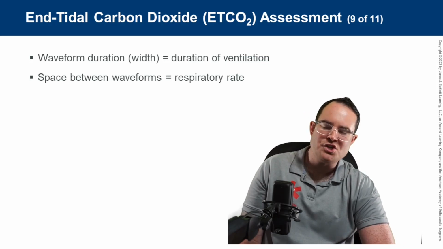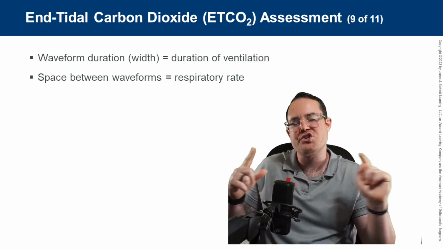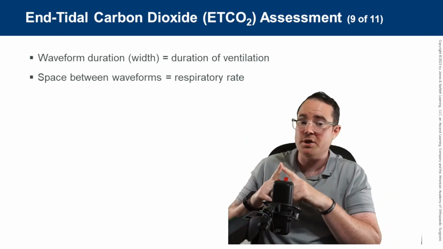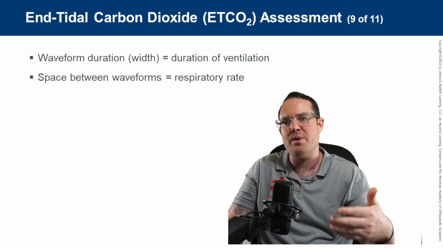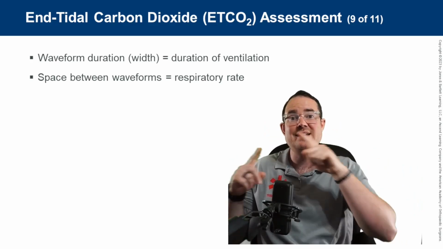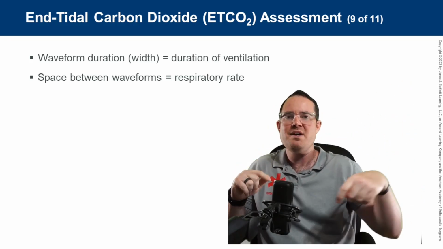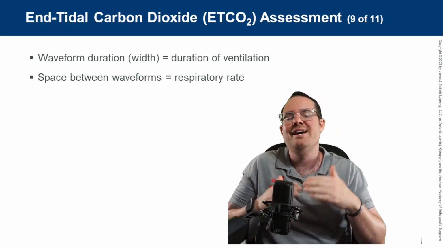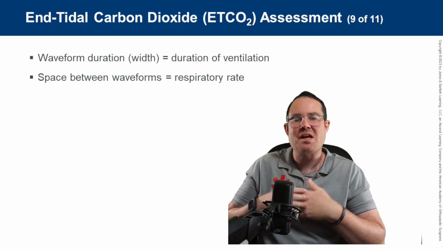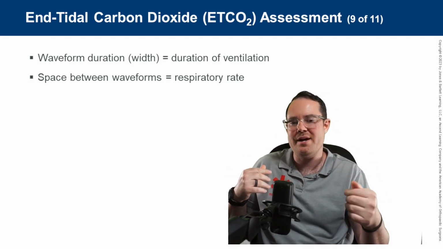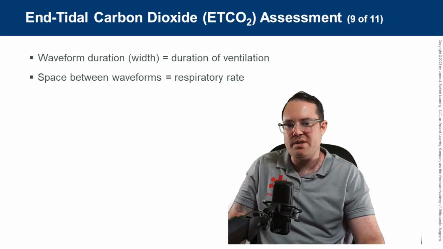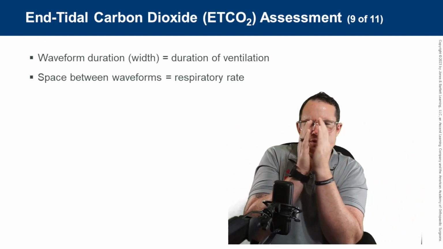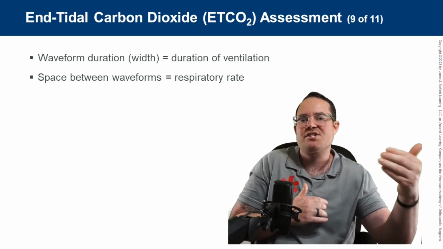So waveform duration, the width is telling me a duration of time. It's kind of like EKGs, right? When I'm looking from left to right and I'm seeing the length of that respiratory phase, it's telling me the duration of which that patient is exhaling. So if I see a very long waveform, it's telling me that I have a prolonged expiratory phase. I'm expecting to hear wheezing, right? I'm expecting a very long, drawn out exhale. Space between the waveform equals the respiratory rate. So as those waveforms get closer and closer together, my patient's breathing at a faster rate.